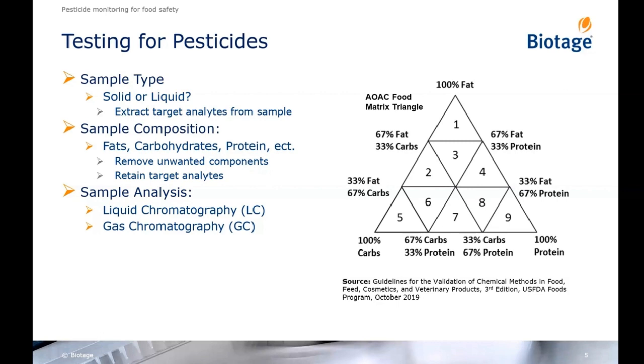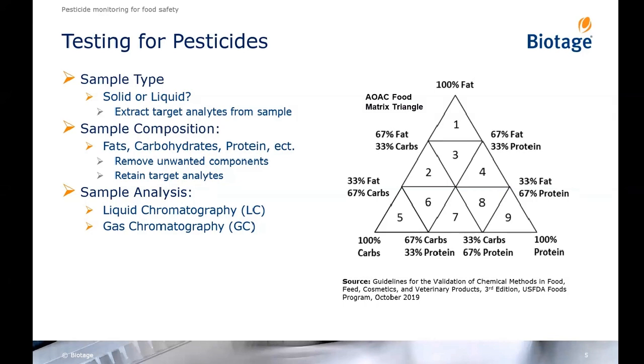The goal of any extraction protocol for testing pesticides is to actually extract the target analytes from the sample. Whether they're in a solid sample or a liquid sample, you want to get those target analytes out of the sample. From there, I like to look at the sample composition. Samples can have a variety of different components inside of them, whether it's fats, carbohydrates, proteins. The goal of any analytical lab testing for small molecules such as pesticides is to remove those unwanted components and retain the target analytes in their extract for good quantification using their analytical equipment.